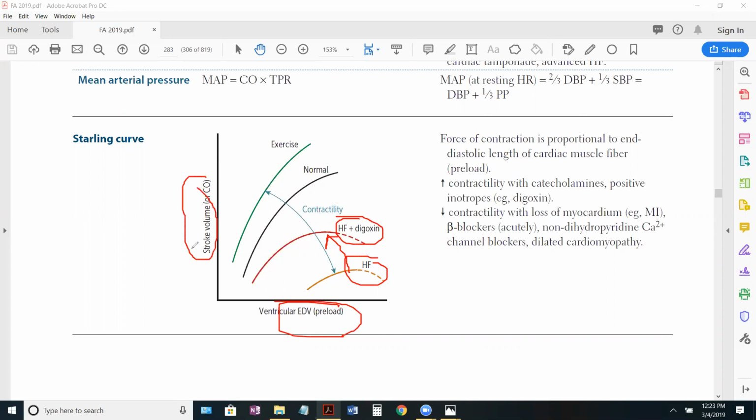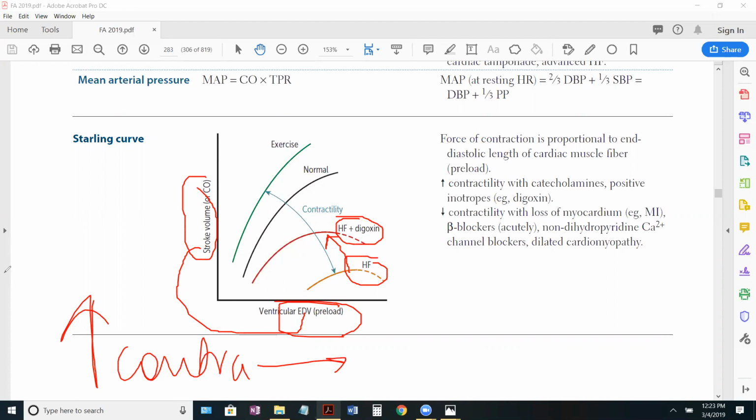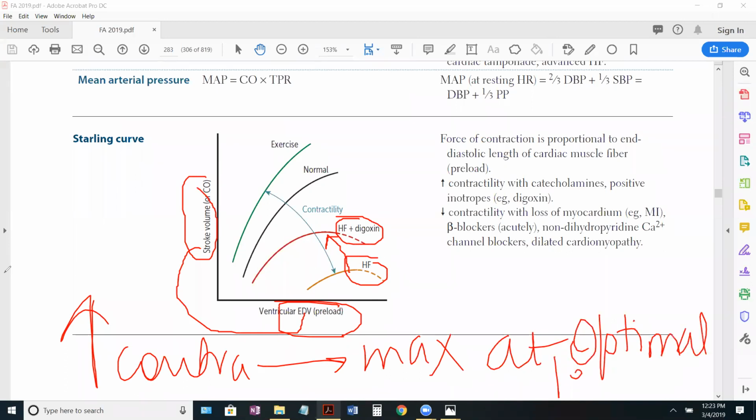And that relationship is an indicator that preload increases the stroke volume by increasing the contractility, and the contractility reaches its maximum at the optimal length of the fiber. Once you exceed the optimal length of the fiber, your contractility will start decreasing. Even in a normal heart, after that optimal length, the contractility will start decreasing. If you put a further stretch on the cardiac fiber, that will decrease the contractility.